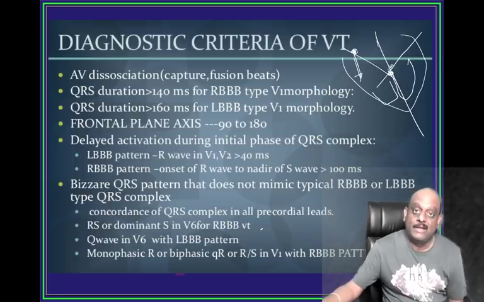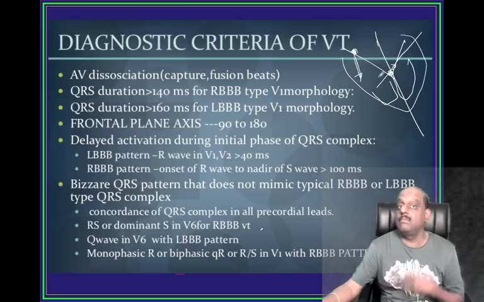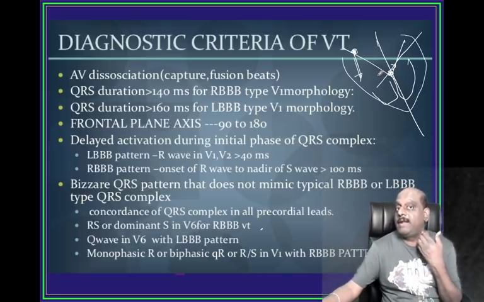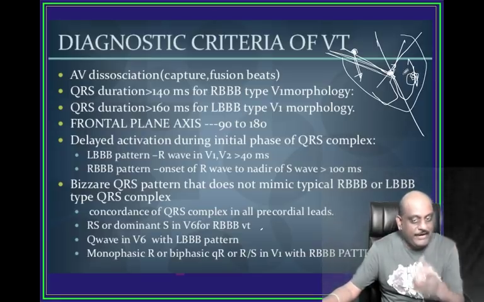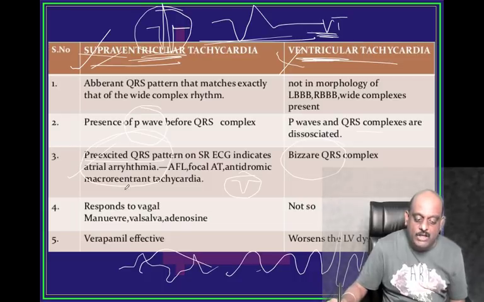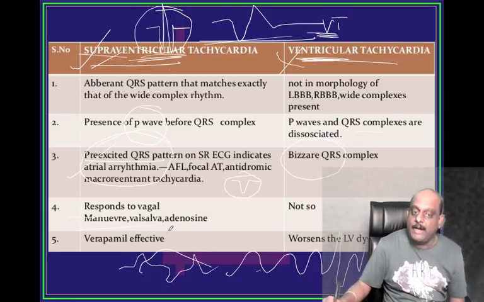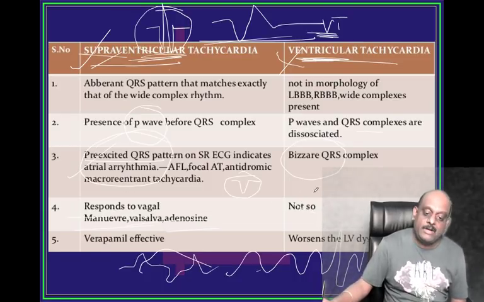So if you do carotid massage, you are stimulating vagus and making AV node refractory so that it can't pass into the ventricle. So you are able to control the ventricular rate. So supraventricular responds to vagal maneuver, adenosine, valsalva, but not ventricular.